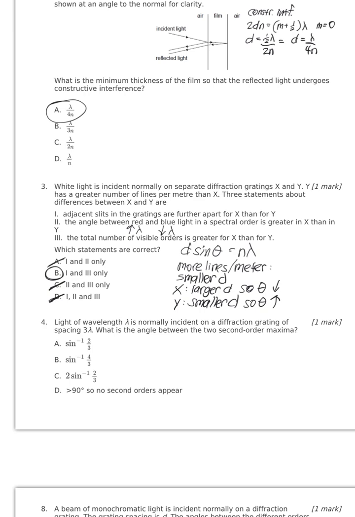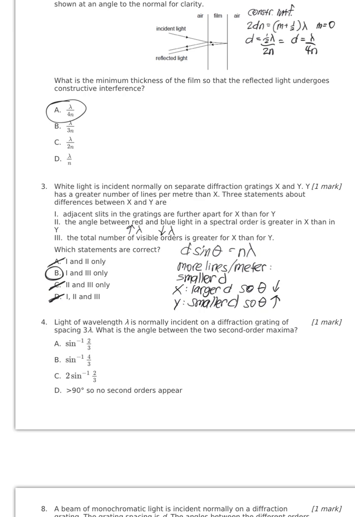This is the number of visible orders. How do we figure that out? And this is actually where n comes in. N is the order of the light, and so it's kind of like, what is the maximum n? So as the angle increases, for any given slit width and wavelength, n also increases. But 90 degrees is the maximum. 90 degrees away from the center line is not going to hit the screen at all.